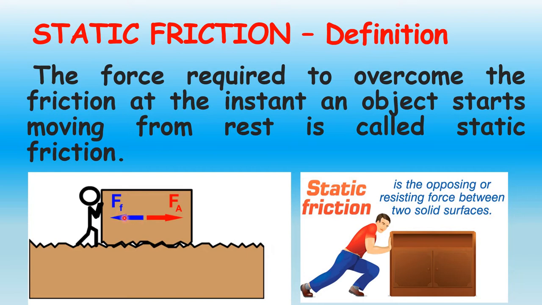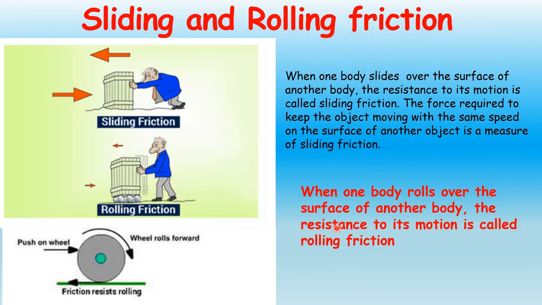Okay, so the frictional force will be acting in the opposite direction. Till the object starts moving, the friction acting on the object is static friction. It is an opposing or resisting force between two solid surfaces. But there should be a force applied on the object. Okay, hope it's clear. Now, sliding friction.